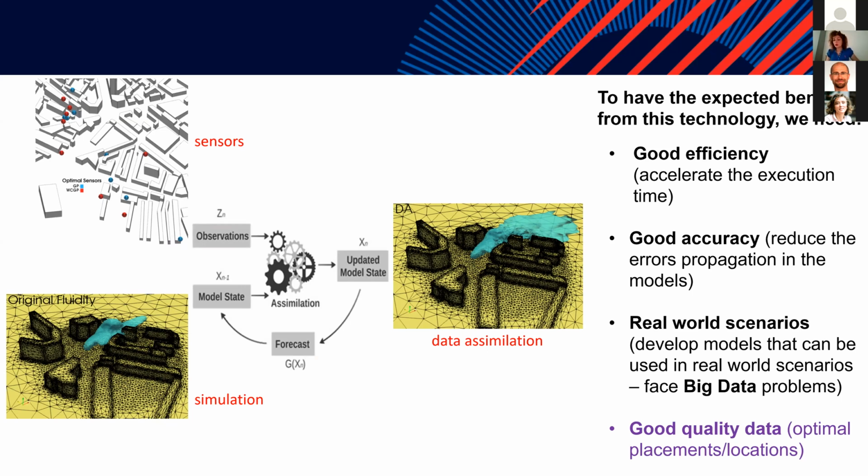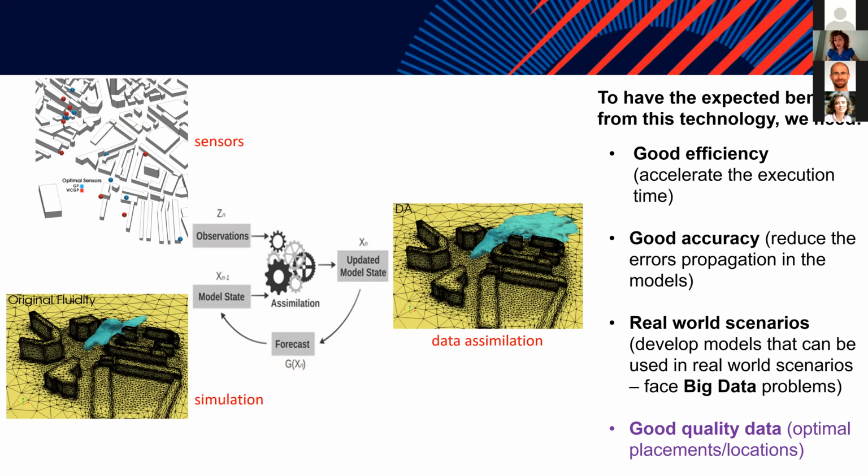So just to recap, you want to use data assimilation, so information from observation, to improve your model state. But this is computationally expensive. Then you want to do something to improve the efficiency, so to speed up the process. But you still want to keep a good accuracy, and you want to be able to solve that in real world applications, which means also facing big data problems.